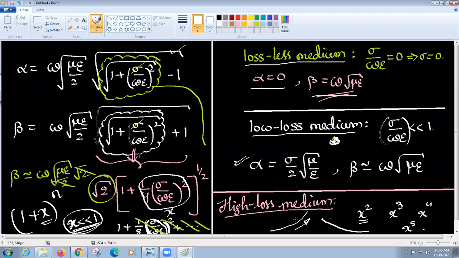Yes, sir. So therefore, because in a high loss medium the loss tangent sigma by omega epsilon is far greater than 1, I really can't go for this binomial expansion in this case. So I have to go for another approach to tackle alpha and beta. That is as follows. You see, it's very simple.